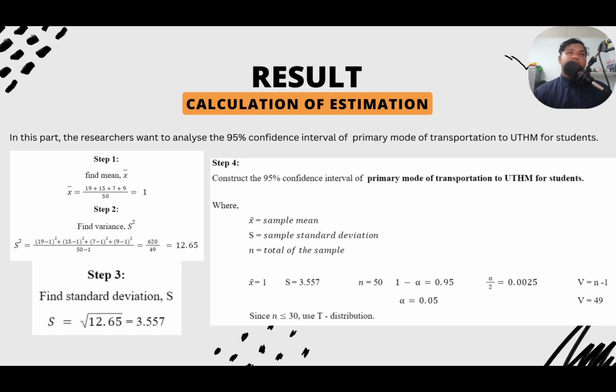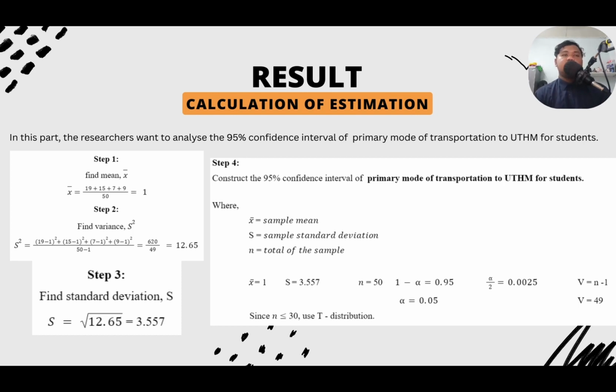Now it's my turn to explain a calculation of estimation. In this part, the researcher wants to analyze the 95% confidence interval of primary mode of transportation to UTHM for student. So there are a few steps we need to do first. So the first step is to find the mean, which is x̄. We're gonna add all the total respondents minus by 50, and the answer is gonna be 1.